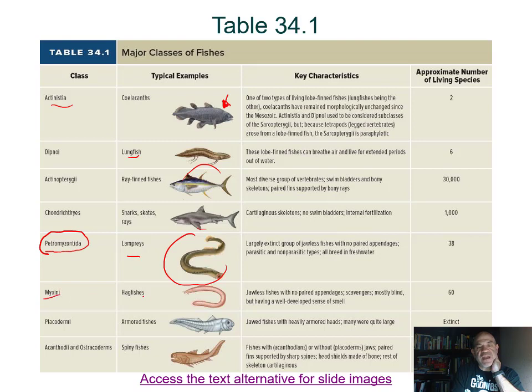And then here is the hagfish, the scavengers of the sea. And then here are some extinct groups: the armor fish, the Placodermi, and then the spiny fishes, the Acanthodii, and the Ostracoderms. Those are all extinct here. These are the approximate numbers.